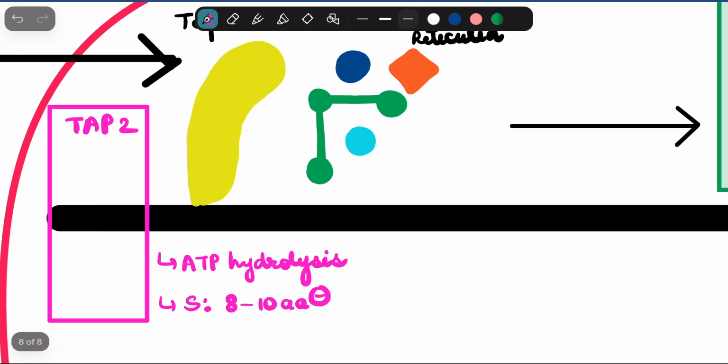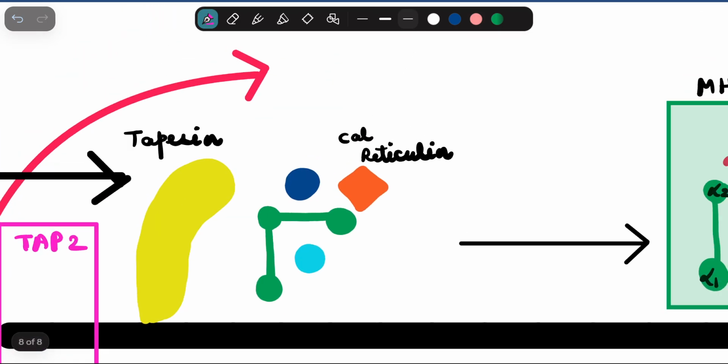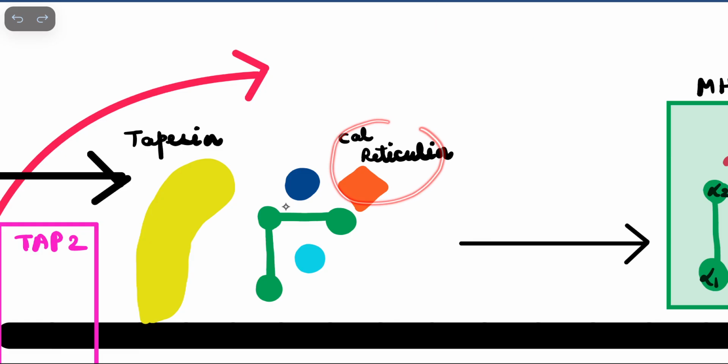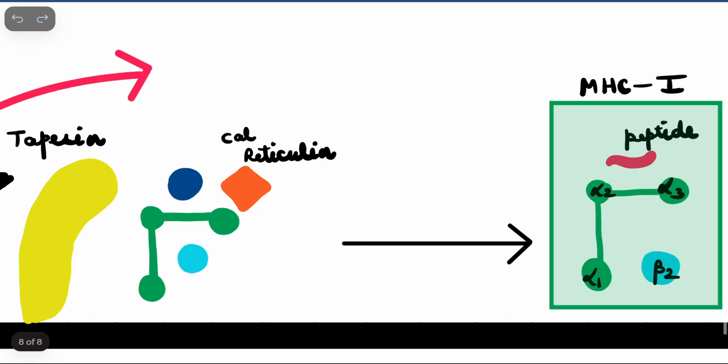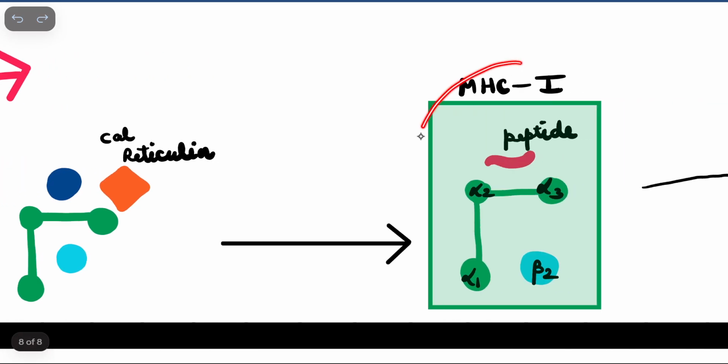Now the peptide has already entered inside the rough endoplasmic reticulum, and in the place of ERP57 protein and calreticulin, it has to be bound. So as soon as the peptide comes here, the two of them are replaced and removed, and the antigenic peptide binds into the cleft formed by alpha 3 and alpha 2. Now this is what a classical MHC1 molecule with the antigenic peptide will look like.